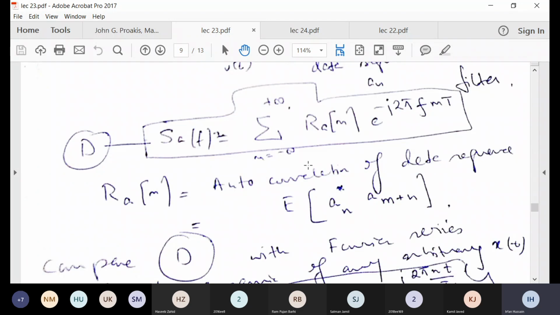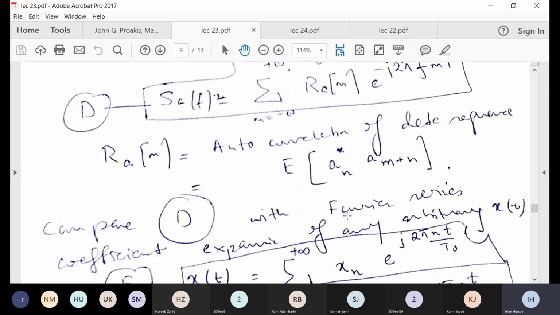We have seen the autocorrelation function is x of t times x of t plus tau. But here the symbols are discrete. So you have a of n times a of m plus n, the same as t and t plus tau. Here tau becomes m and t becomes n, and one of them has to be conjugated, so the first one is conjugated. This is the autocorrelation for the digital data and the data sequence.